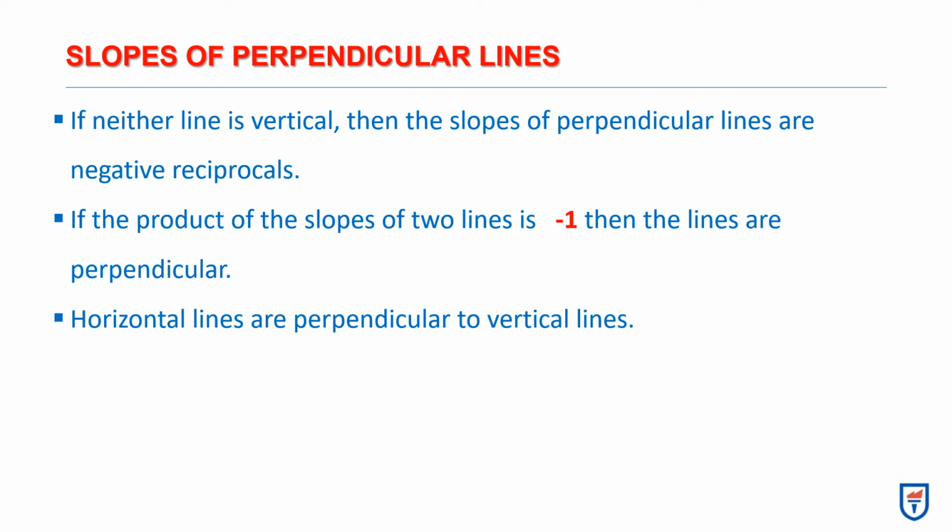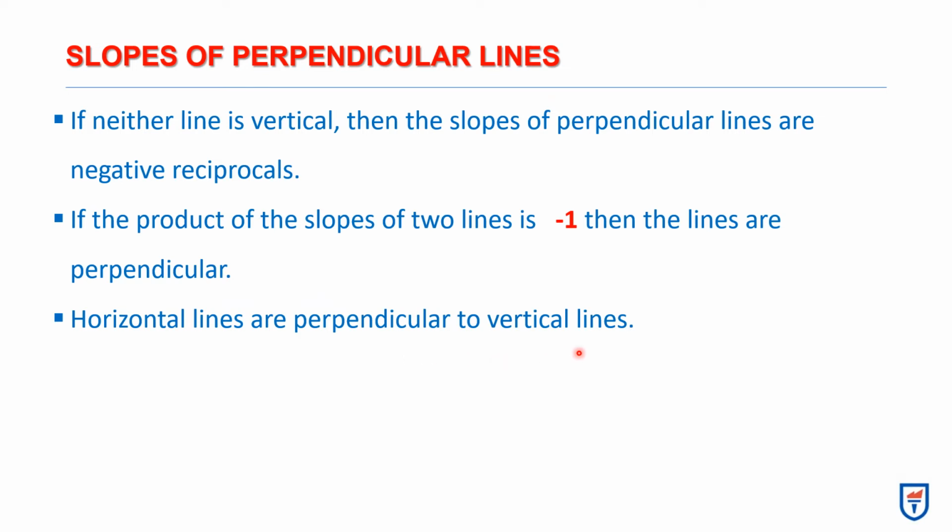Now we're looking at the slopes of perpendicular lines. If neither line is vertical, then the slopes of perpendicular lines are negative reciprocals. If the product of the slopes of two lines is equal to -1, then the lines are perpendicular. In other words, to test whether two lines that are crossing each other are perpendicular, we multiply their slopes. If the result of the multiplication is equal to -1, then you can conclude that the two lines are perpendicular to each other.